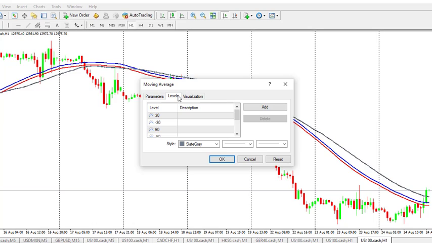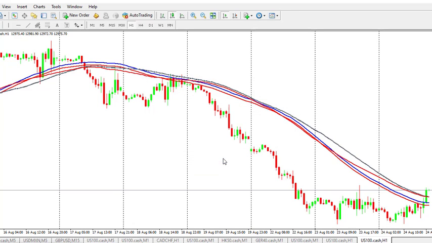On this particular moving average, I do not need the level, so I'm going to delete all the levels on this particular MA. So once you are done, just click OK, and we have that now. So I have two other indicators to add right now.